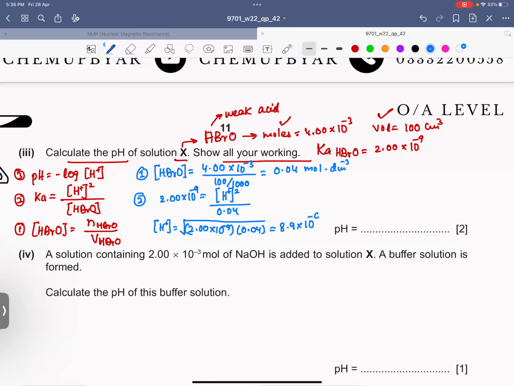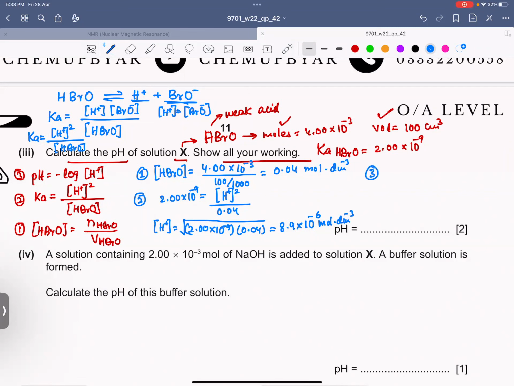Is this Rida? Yes, sir. Okay. See, when you dissociate HBrO, it dissociates into hydrogen ions and BrO negative ions. So the Ka expression would be the concentration of hydrogen ions times the concentration of BrO negative ions divided by the concentration of HBrO. But the ratio of hydrogen ions and BrO negative ions is the same, so the concentration of hydrogen ion is exactly equal to the concentration of BrO negative ion. That's why we equated them, so it becomes hydrogen ion squared divided by the concentration of HBrO. Is this clear then?